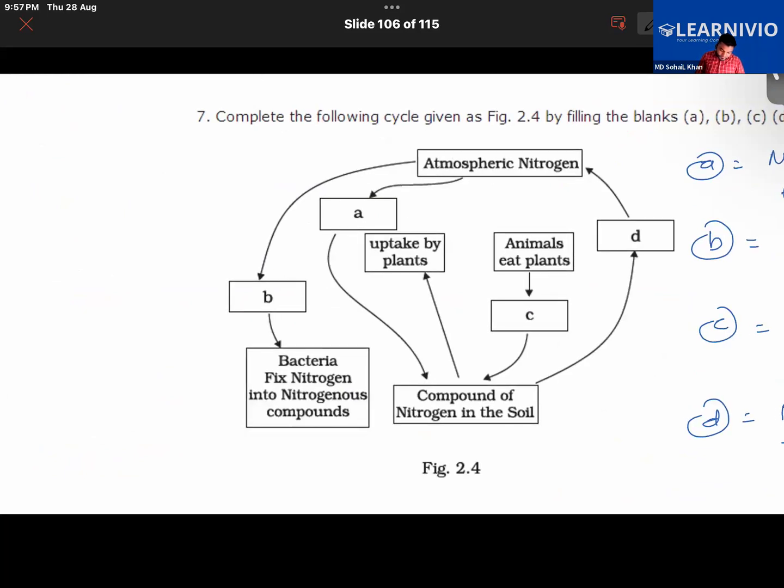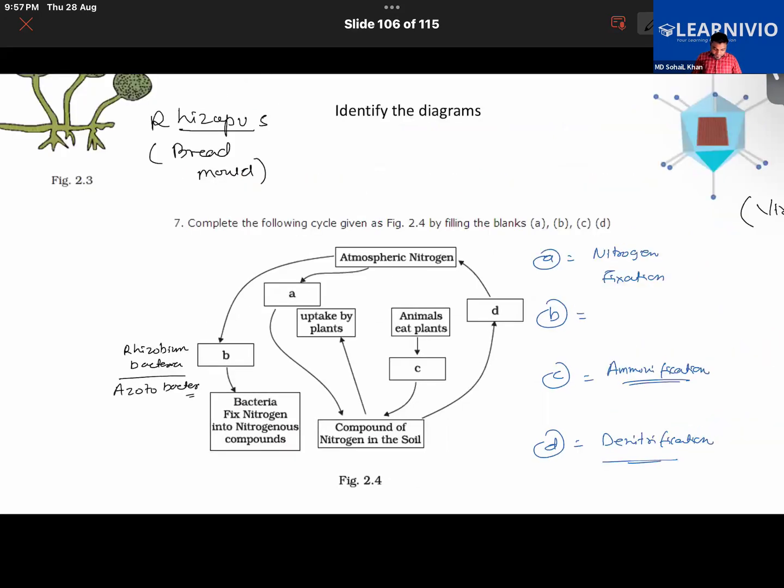Okay. Hold on, just one more thing. It's saying bacteria fix nitrogen into nitrogenous compounds. Sorry, it's actually talking about the bacteria, guys. I didn't look at it. So it's referring to the rhizobium bacteria. That can be azotobacter as well, right? Azotobacter also, very good. So that is it.